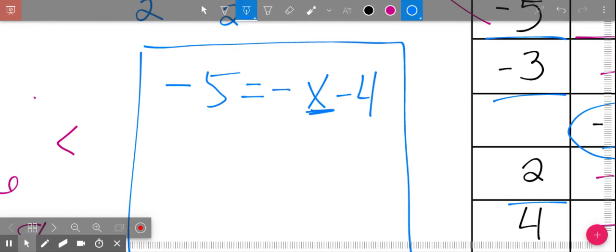Okay, so now we have to solve for the x. To do that, I'm going to add 4 to both sides, because to get rid of a minus 4, we have to add it. Those go away. Negative 5 plus 4 gives me negative 1 is equal to negative x.